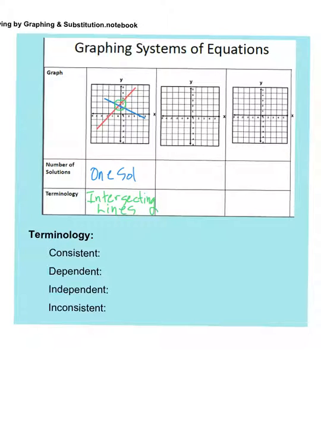If our lines don't intersect, then they could be parallel. So we could have parallel lines. There are parallel lines in the word parallel. And parallel lines might look like that. As you can see, these two lines do not intersect each other, so since they don't intersect each other, there is no solution.